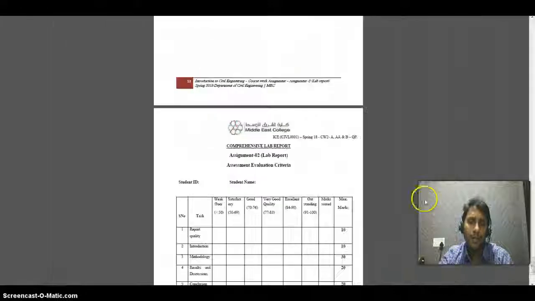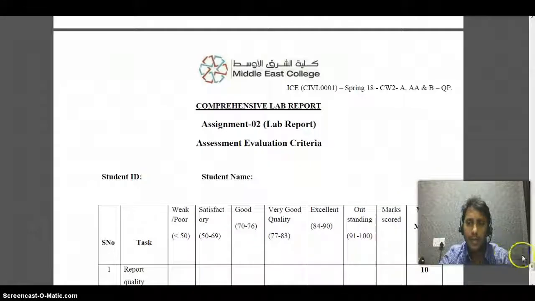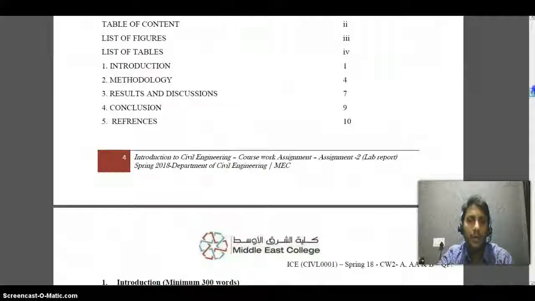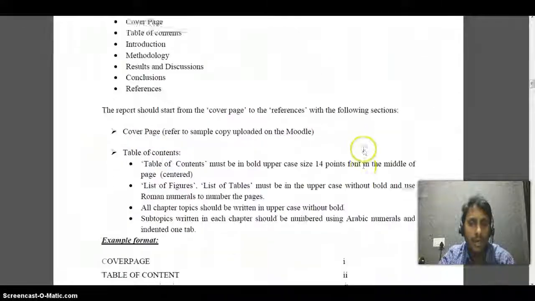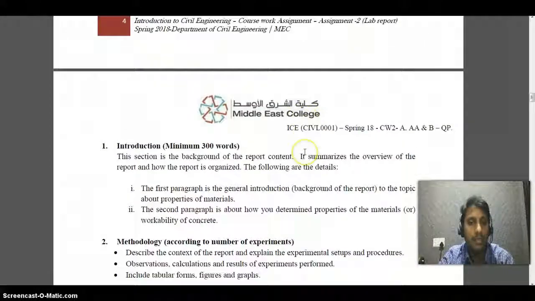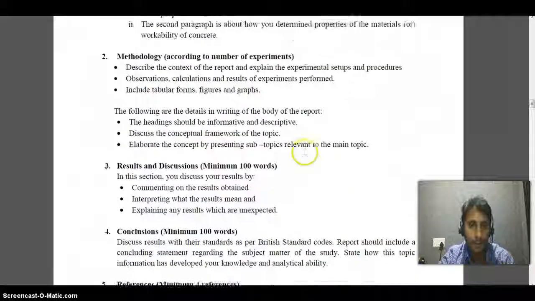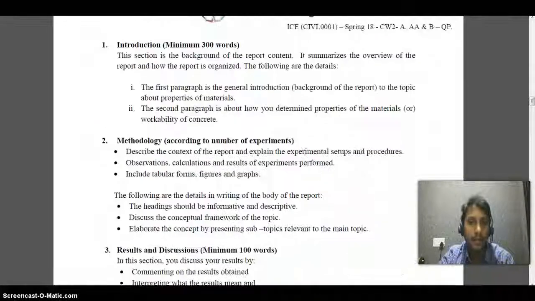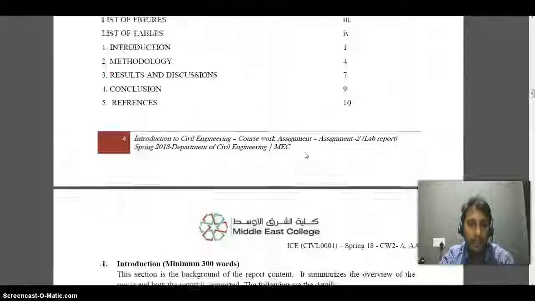I hope this video also gives you an idea about how to write the lab report. If you still have any queries, please contact before you start the lab report, because the submission is going to be on 5th May. Almost 1 month time you have. These sections are explained clearly. If you still have doubts, please contact and get it clarified.